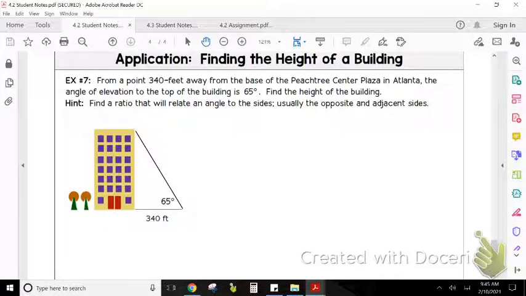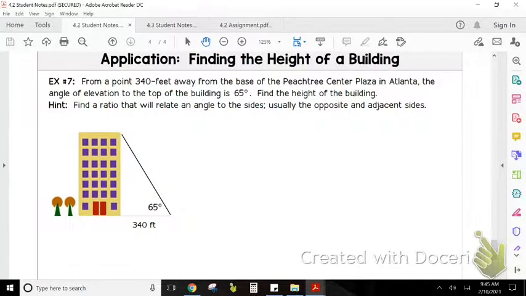All right, so back on example 7, though, they were nice. They drew it for us. But if they didn't, we know a building is going to stand straight up. Let me turn my pen on. Let me try to get rid of that extra stuff there. So if they didn't give me this picture, I would draw a building. And it says from a point 340 feet away from the base. So from the base, we would go a distance, and we would label that the 340 feet.